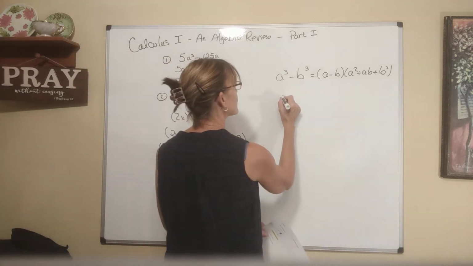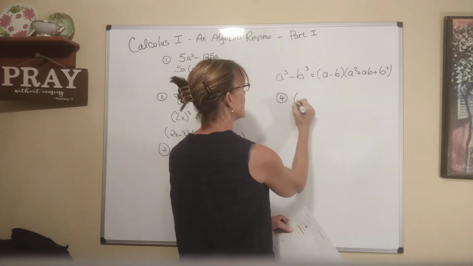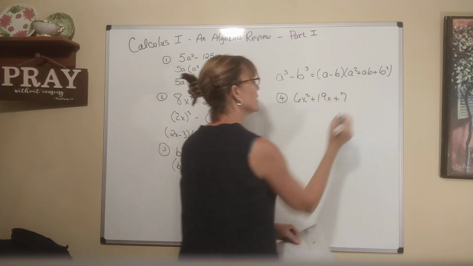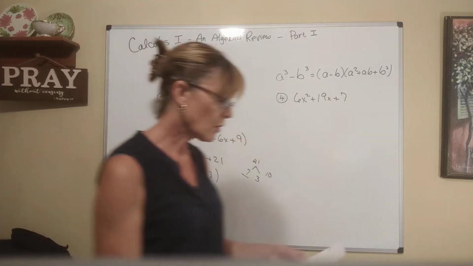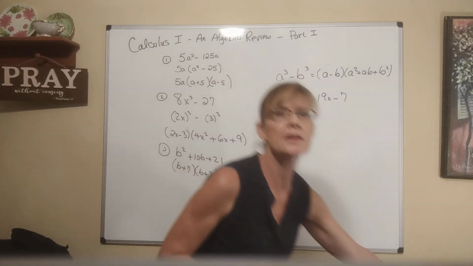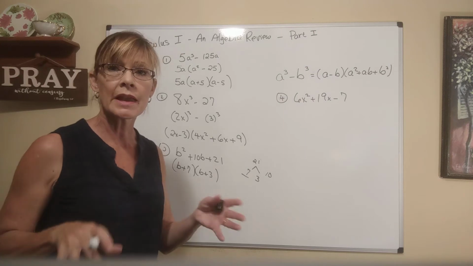Here is the last factoring problem we're going to look at. This is number 4. And it is 6x squared plus 19x minus 7. This is a trinomial. Let me write it down right. Okay, so this is a trinomial, but the difference in number 3 and number 4 is the leading coefficient is not 1, so there's a little extra step to this.